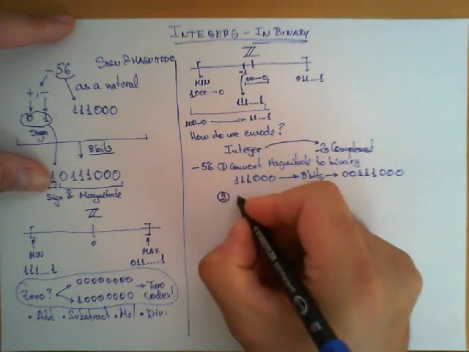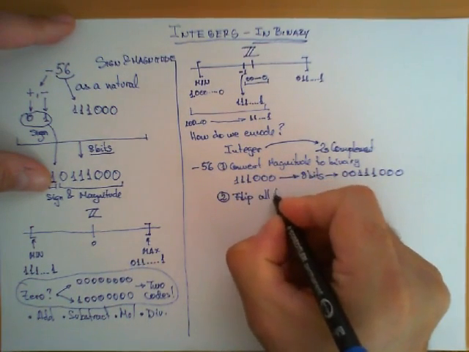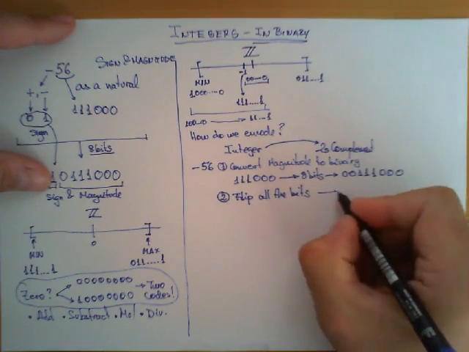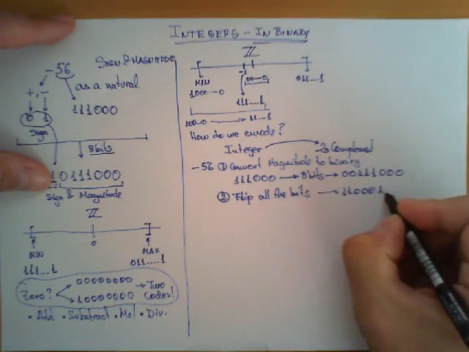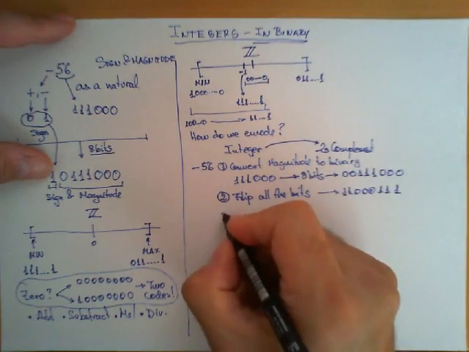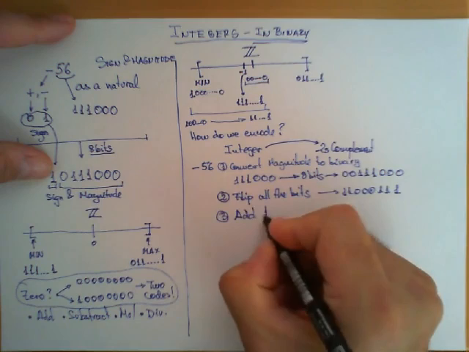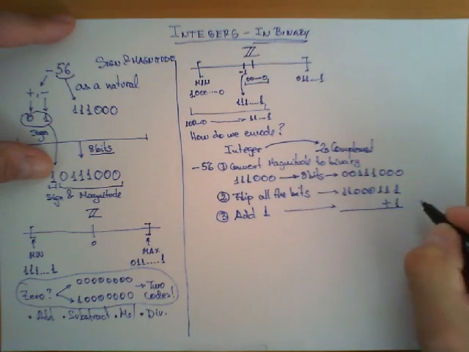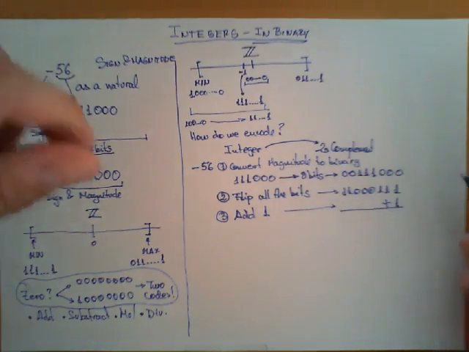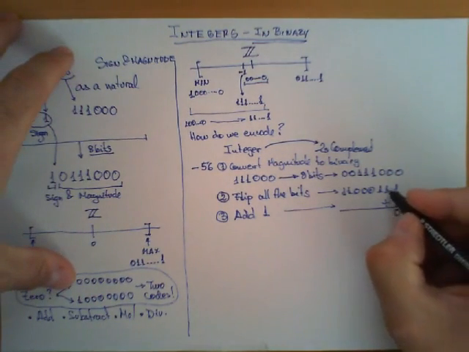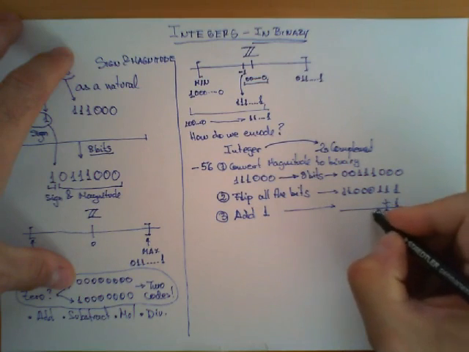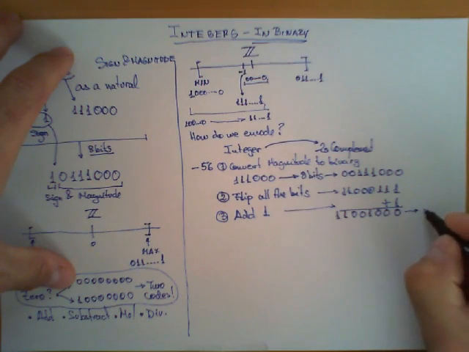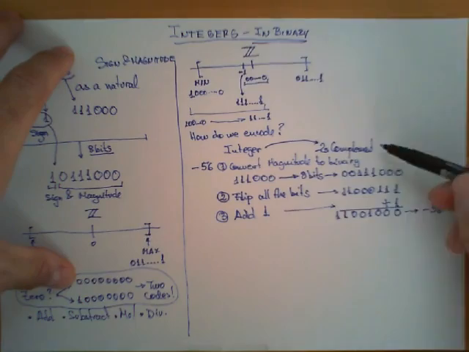Step number 2, careful with this one, is to flip all the bits. So the representation, instead of being 0, 0, 1, 1, 1, 3 zeros, we go to 1, 1, 0, 0, 0, 1, 1, 1. And step number 3, perhaps the most important, we have to add 1 to the result. We do plus 1 and perform this addition: 1 plus 1 is 0, 1 plus 1 is 0, 1 plus 1 is 0, 0 plus 1 is 1, and then 0, 0, 1, 1. And here we obtained the representation of minus 56 in 2's complement.